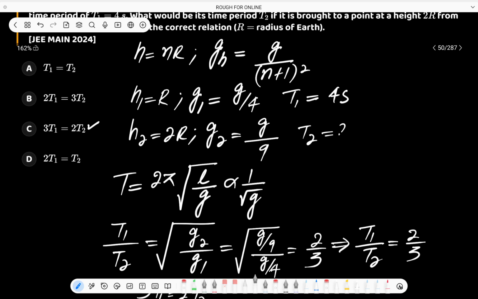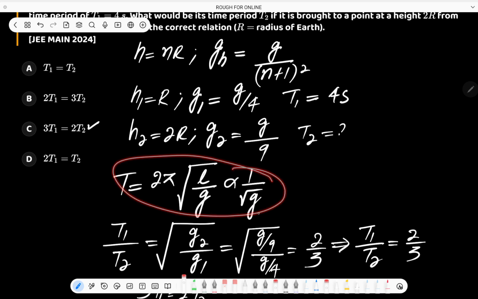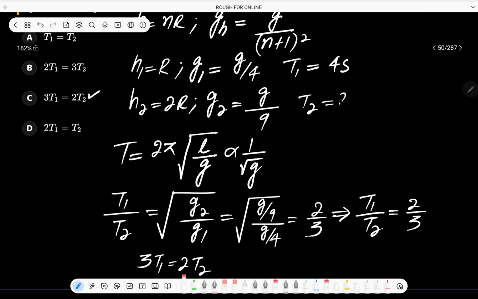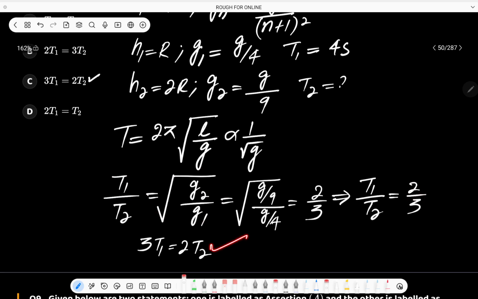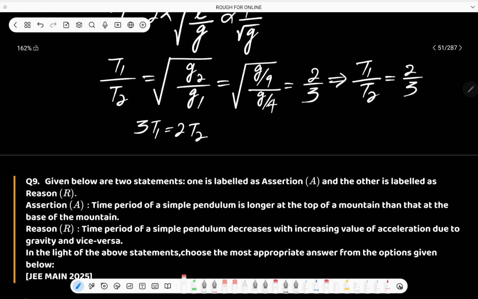What I have done is that I have calculated acceleration due to gravity at height h equal to r, then at a height h equal to twice r, and then I have written down the time period of the simple pendulum and seen how it is related to the acceleration due to gravity. Then t1 divided by t2 is the square root of g2 by g1. On solving this, we get 2 divided by 3, which is the relation between t1 and t2. Let's move to another question, my dear students.